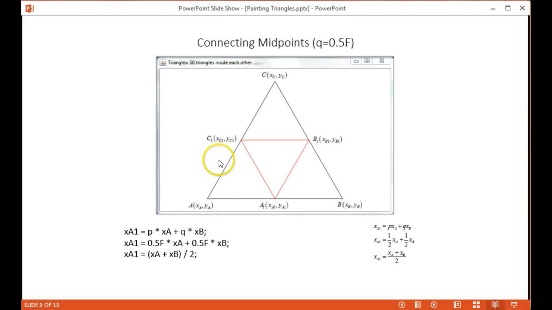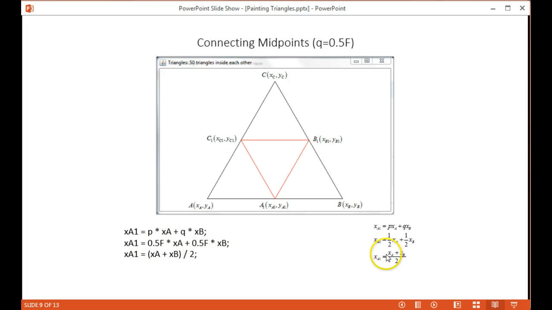So let's substitute in. If Q is 0.5 and P is 1 minus Q, then P is also going to be 0.5. So P and Q are both 0.5, and we can do some substituting in. Here's the original statement to calculate XA1 from the Java code, and I rewrote things a little bit over here because some people might be more comfortable with the algebraic way of writing things. So I have x sub A1 equals P times x sub A plus Q times x sub B. Now I'm substituting in P is 0.5 and Q is 0.5. So XA1 equals 0.5F times XA plus 0.5F times XB. Remember that F just tells me this is a float.